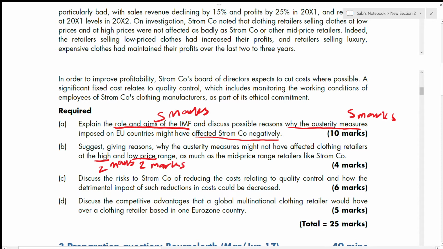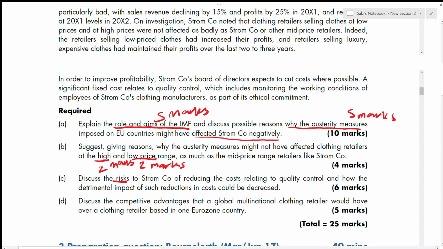Next, C is for 6 marks. Discuss the risk to the Strom company of reducing the cost relating to quality control. I told you they are reducing the cost for quality control. So you need to discuss the risk. There are risks if you are reducing the cost relating to quality control. Maybe in the short term you are reducing the cost, but in the long term it's having an impact on your quality. Quality gets affected means ultimately your customer will go to your competitor, right?